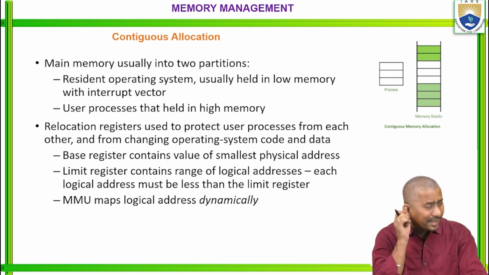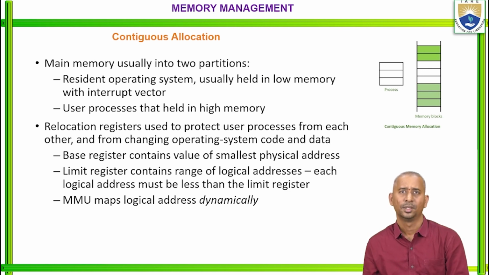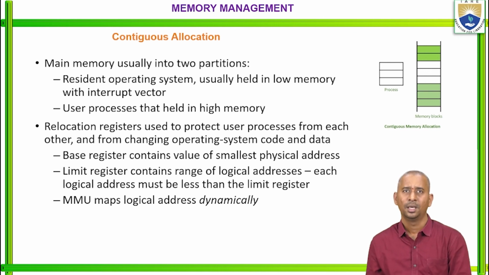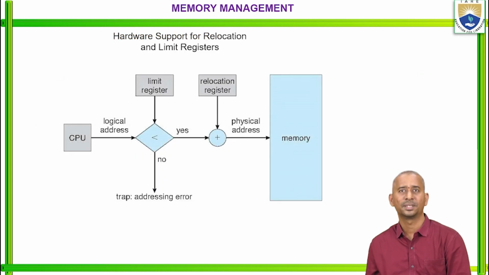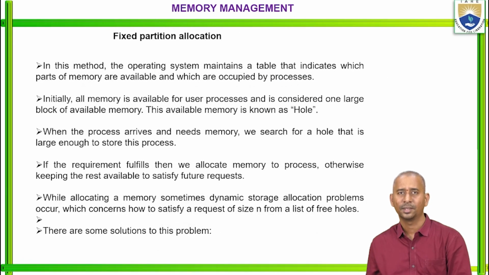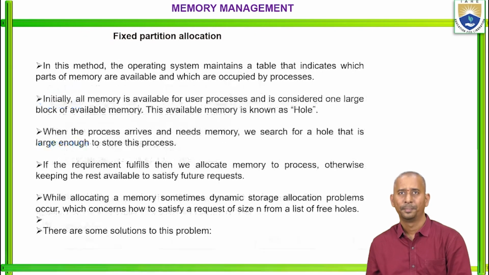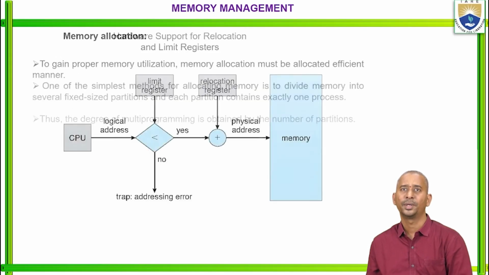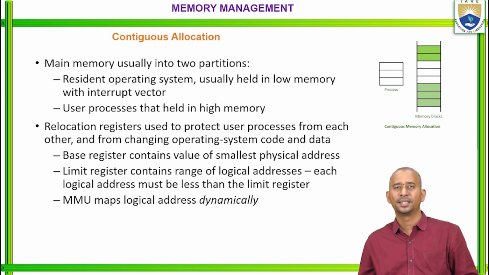Then the next one is contiguous allocation. What is the necessity of contiguous allocation? How is the primary memory divided into various partitions, and what is the hardware support for contiguous memory allocation? Depending on that, we have fixed partition allocation and the dynamic storage allocation problem. That represents contiguous memory allocation. We will discuss contiguous allocation later.